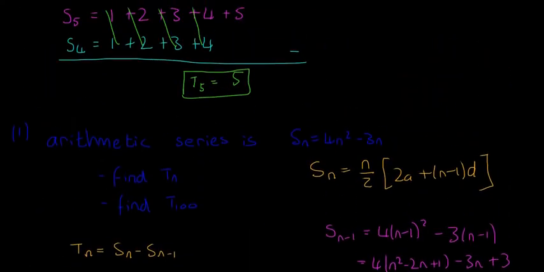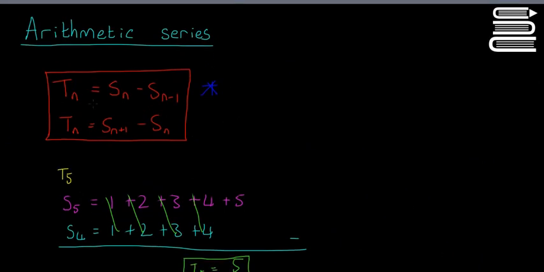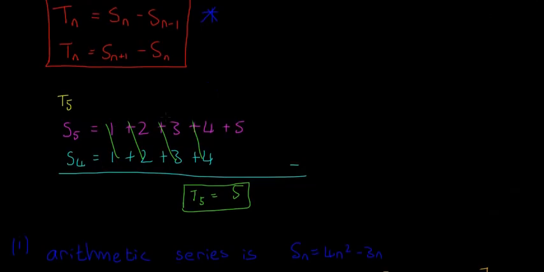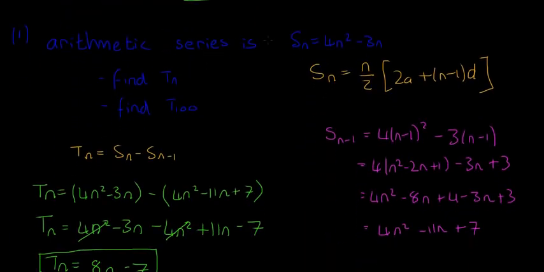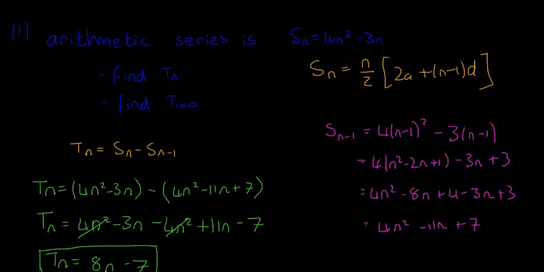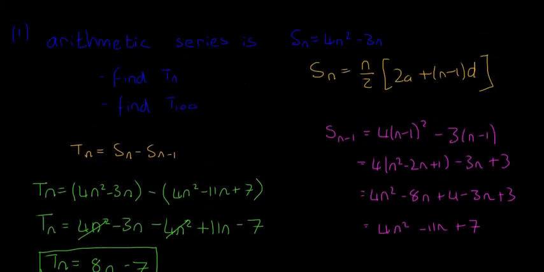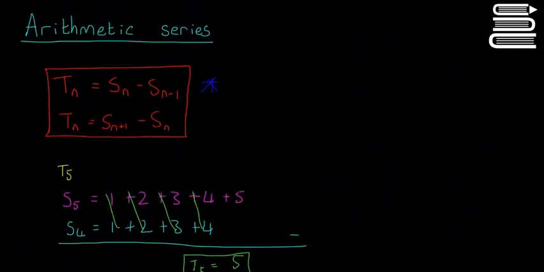I was just trying to explain why exactly t of n is equal to s of n minus s of n minus 1, which I did here, and then also where that could be useful. So for example, in a question like this where there are no numbers, you just have to do it with n, and then you can find any t you like. So again, hopefully that made sense. We're going to look at more examples of arithmetic series in the next video, so we'll see you then.